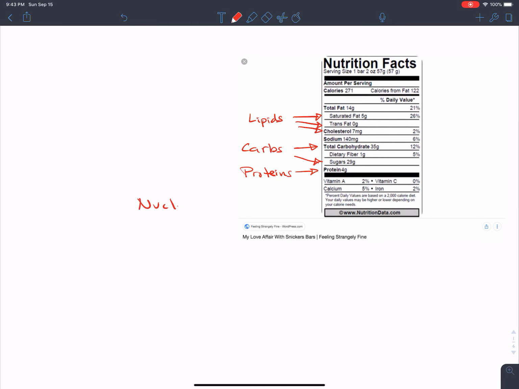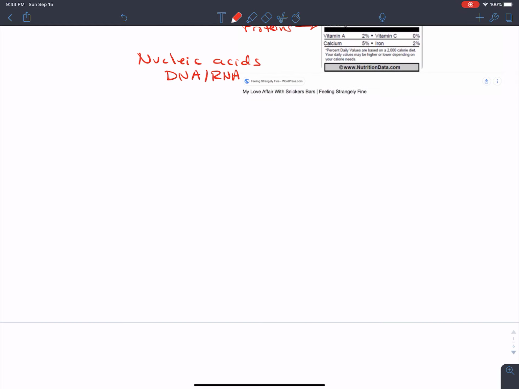Why are nucleic acids on this list? Well, nucleic acids include DNA and RNA, and they're found in every living cell. So when food is made, all those cells that make up our food contain those nucleic acids, so we eat them just in everything that we eat automatically.